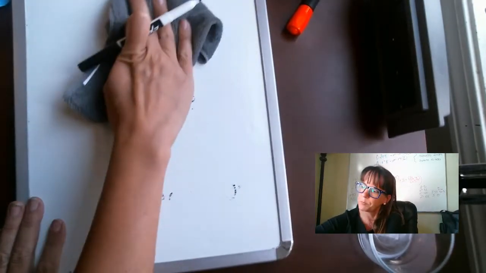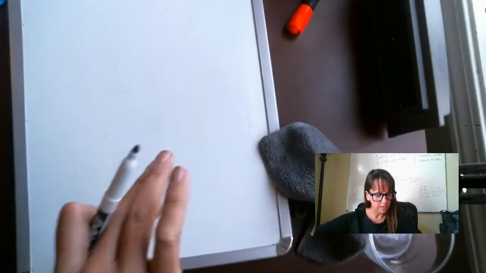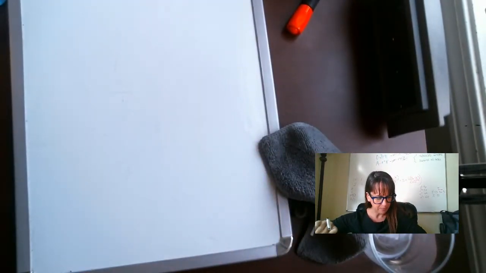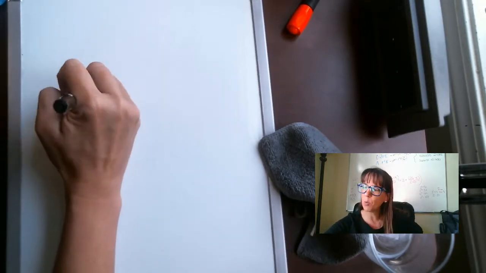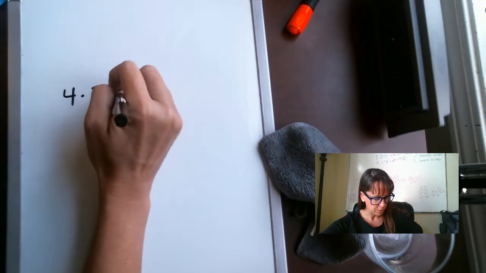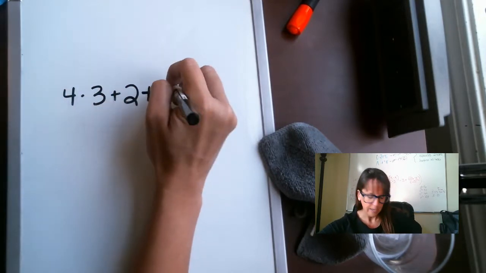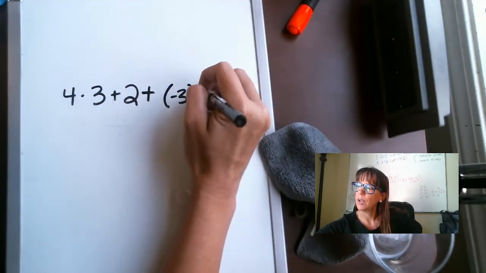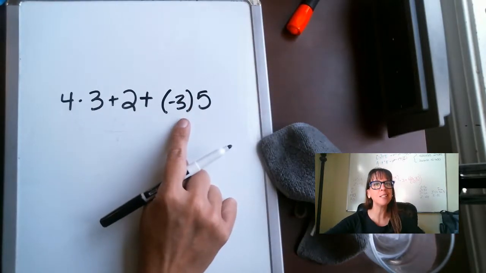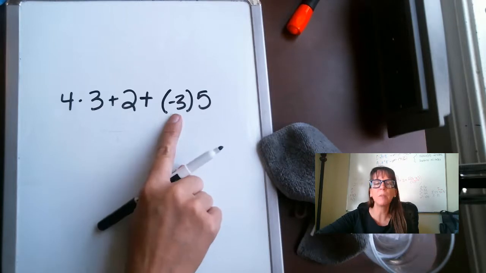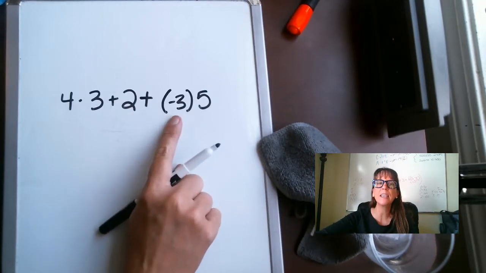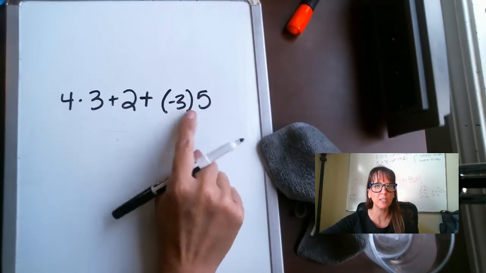Okay, so looking at another example that we have here, simplify. So for example, 11.1, we have 4 times 3 plus 2 plus negative 3 times 5. Now here's why I hate parentheses. This parentheses here isn't saying, hey, you have to do this first. All that's saying is, it can be used a couple different ways. In this case, it's saying, hey, multiply those two things together.